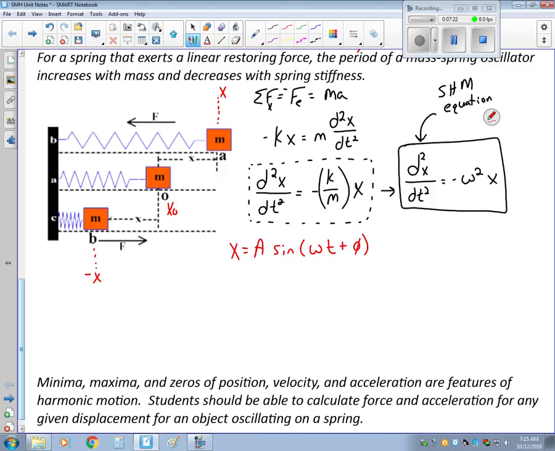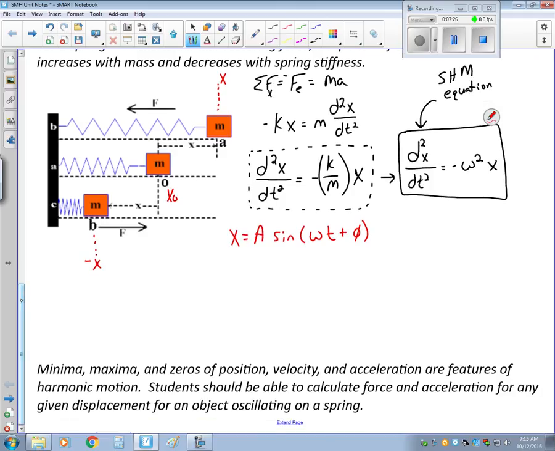Now for this omega, well, if we take a look at the simple harmonic equation, we see that we have this omega squared. And that omega squared took the place of k over m. So omega will equal the square root of spring constant divided by mass. Omega has a special name. It is called the angular frequency.